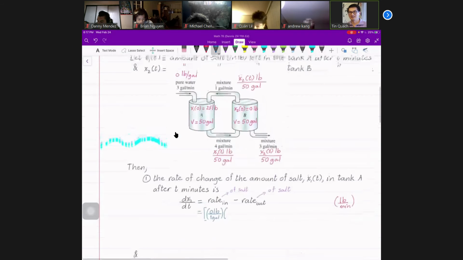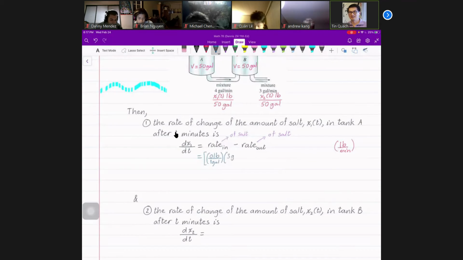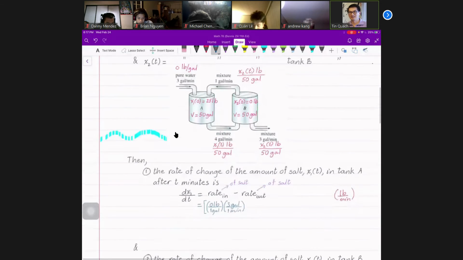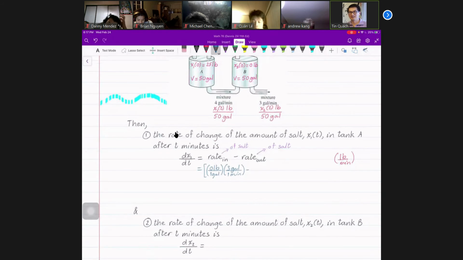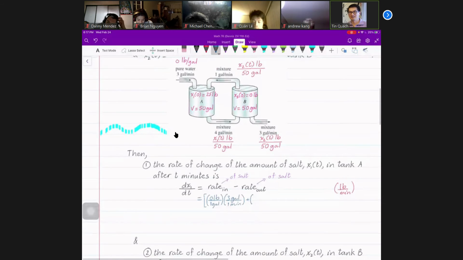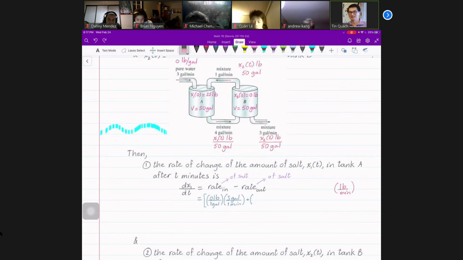Times, and it is coming in at a rate of 3 gallons per minute, right? So 3 gallons for every 1 minute. That is from this valve right here. Now you have to add it to this one because both of them are coming in, right? So you add. Now the second source up here comes in at x of 2 pounds for every 50 gallons times 1 gallon per minute. So you multiply these two together.